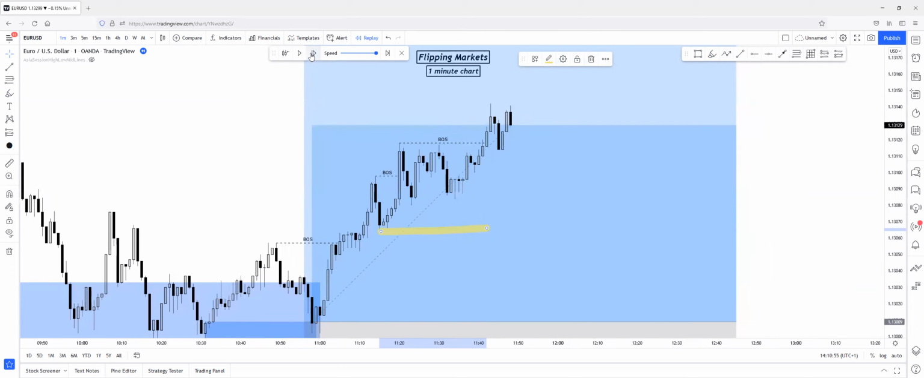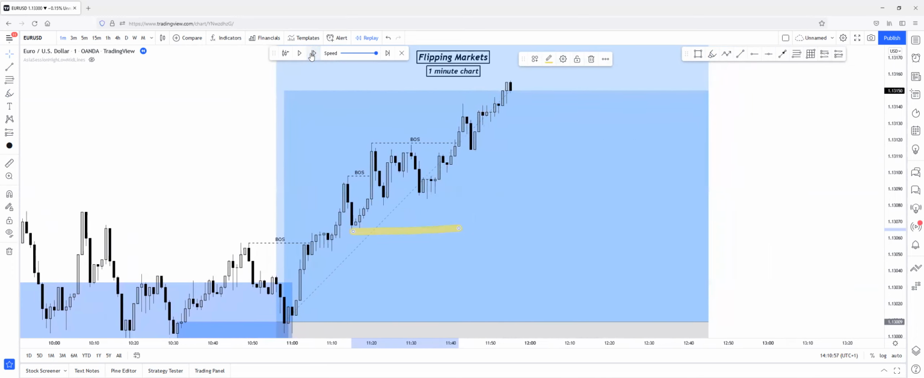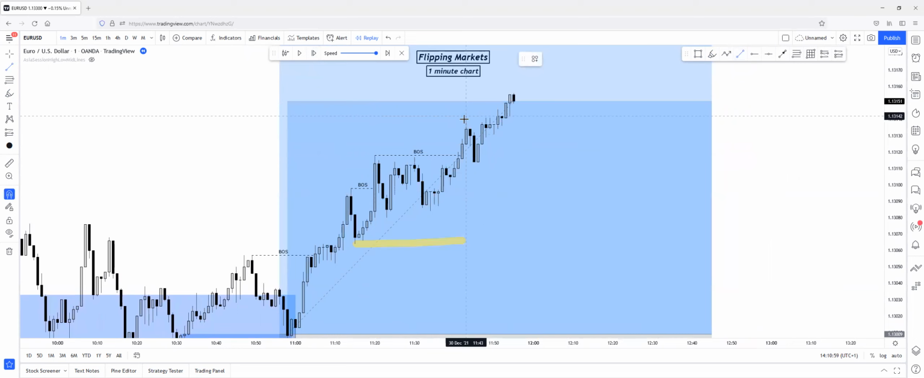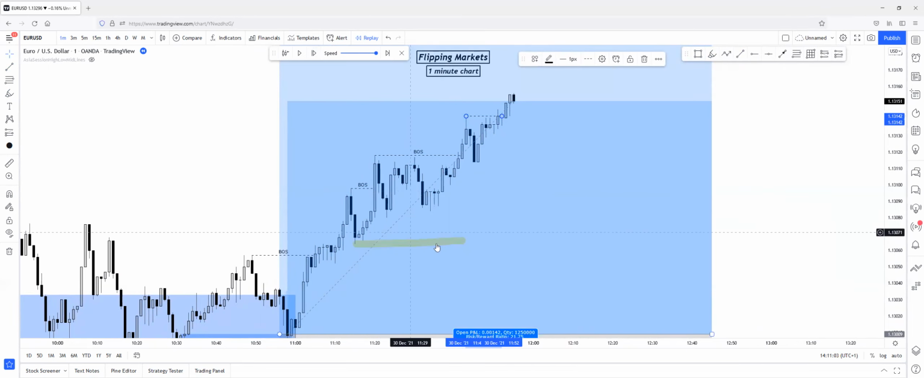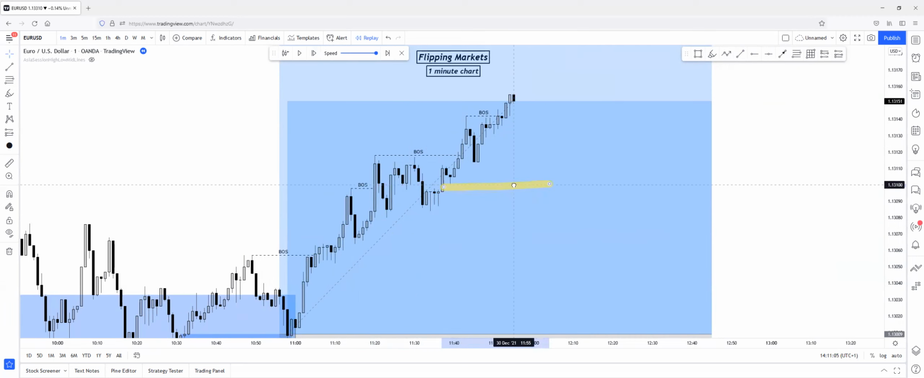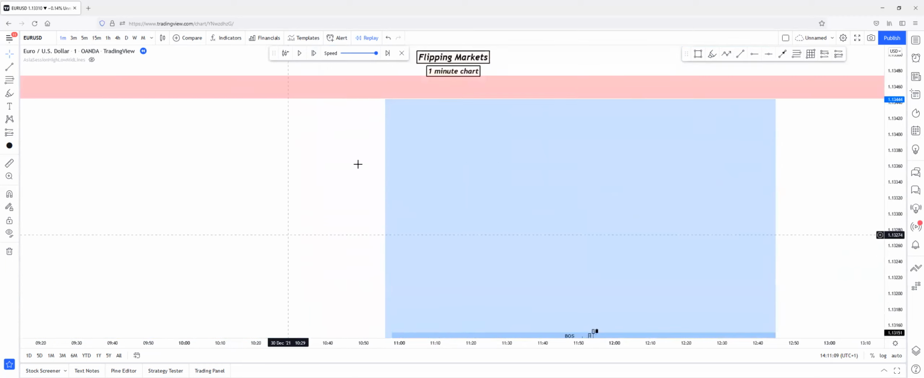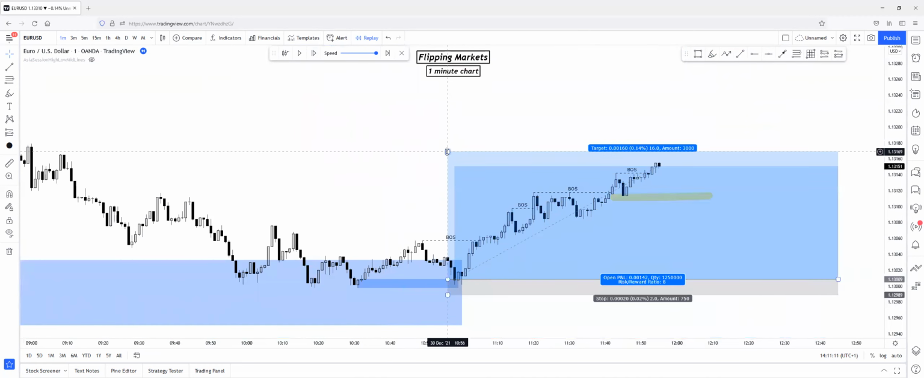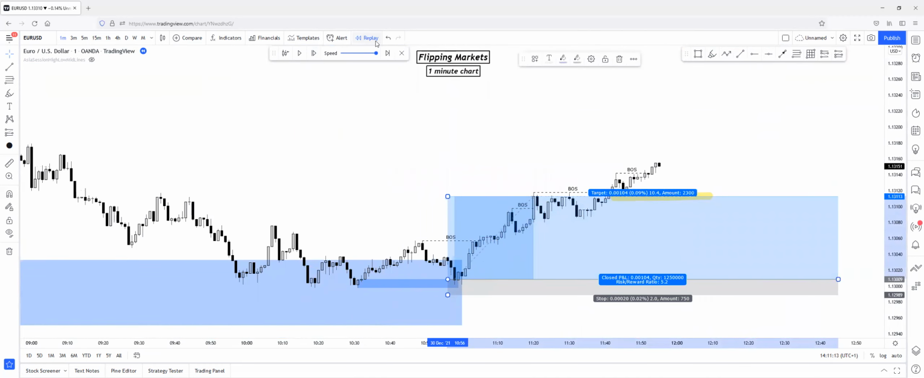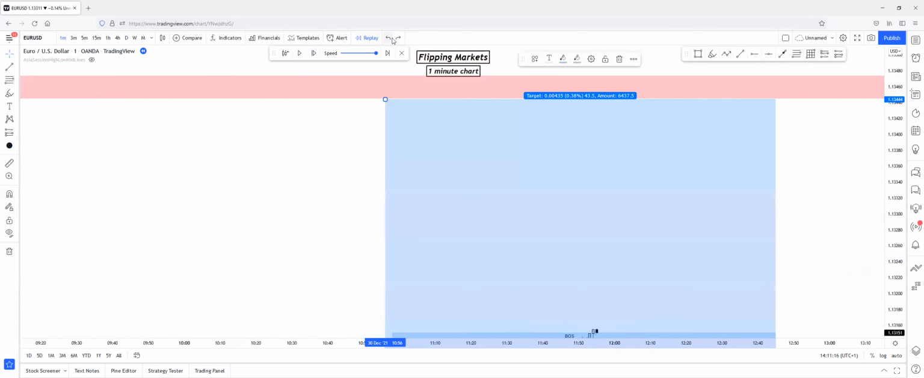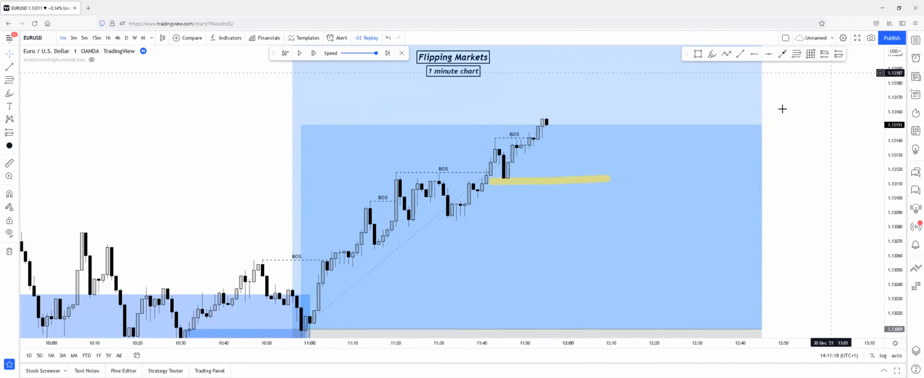As you can see, pullback happens and break of structure to the upside again here. And in this case, I will just place my stop loss below this low or this low. So in this case, we will have maybe 5% locked in. Yes, 5% profit locked in already. So let's see what happens next.